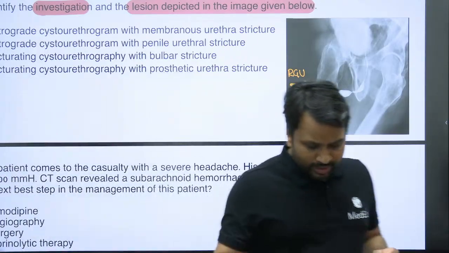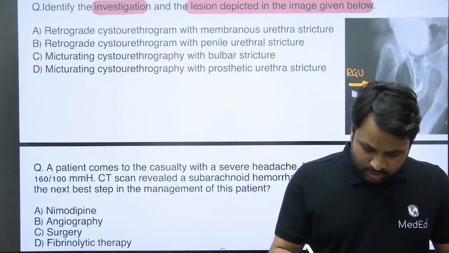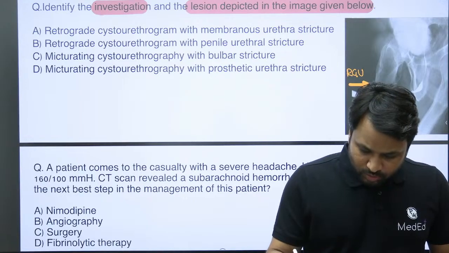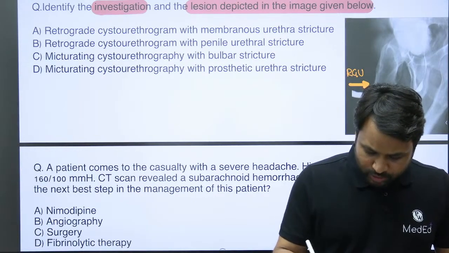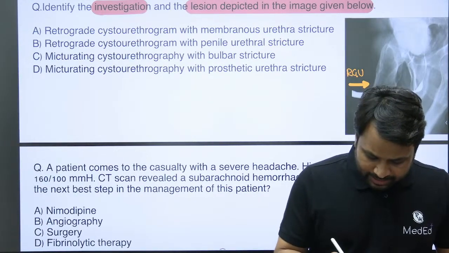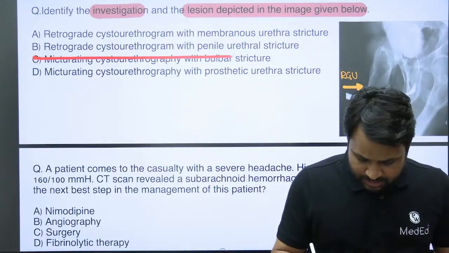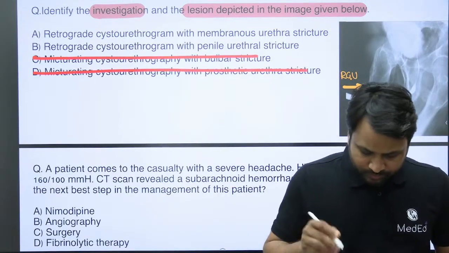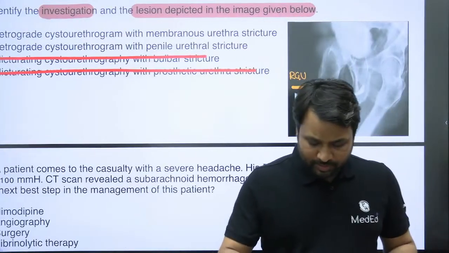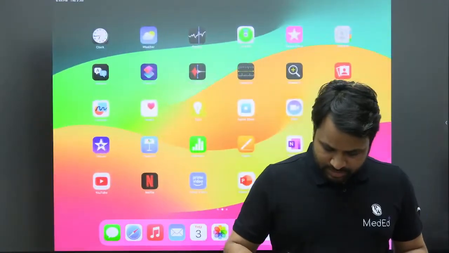So first look at the options that you have. Delete the MCU options. So it cannot be a micturating cystourethrogram. So I can rule out option C and option D. Gone. Now you look at the urethra per se. Okay? This is misbehaving.